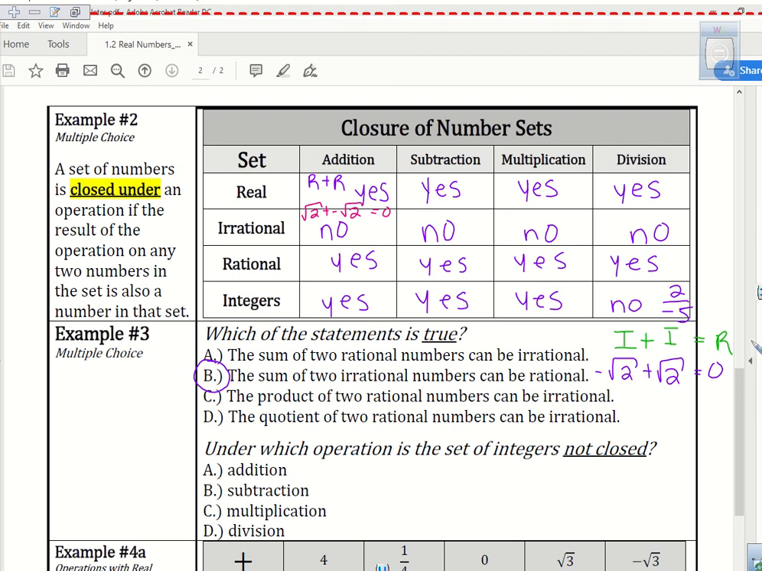Under which operation is the set of integers not closed? Look at our table. Integers are not closed under division, okay, because that gives us a fraction. We can have negative 3 over 2. This is a fraction. It's rational, but it is not an integer.